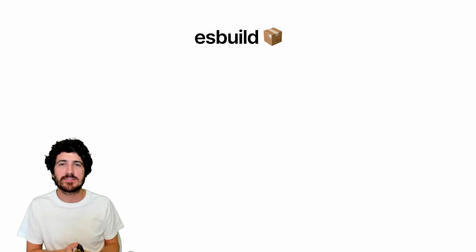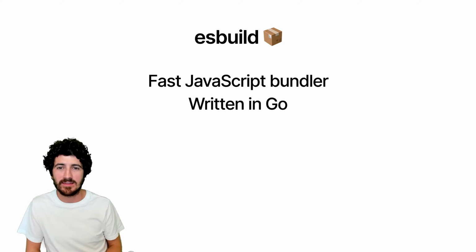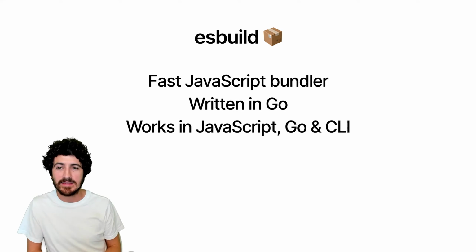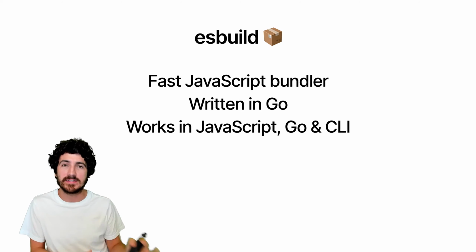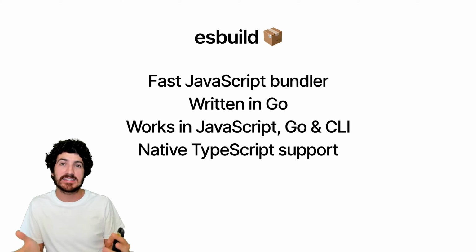Let's see a few properties of ESBUILD. It is a fast JavaScript bundler. It's written in Go, so that's Golang, the language developed by Google, and can work in JavaScript, Go, and the CLI. You can compile code from TypeScript, right? It has native TypeScript support.